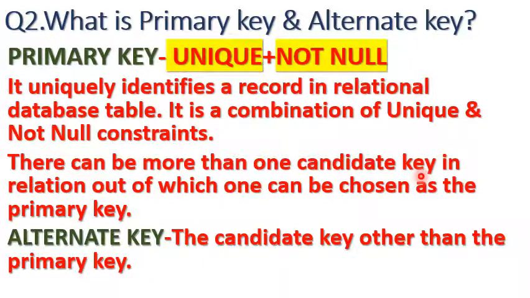For some instance, just wait, what is candidate key? I'm going to explain it for you. Till then, just remember that in a relation there can be more than one candidate key, but primary key is the only one. There cannot be two primary keys or more than one primary key in a table. Alternate key: the candidate key other than the primary key is alternate key.